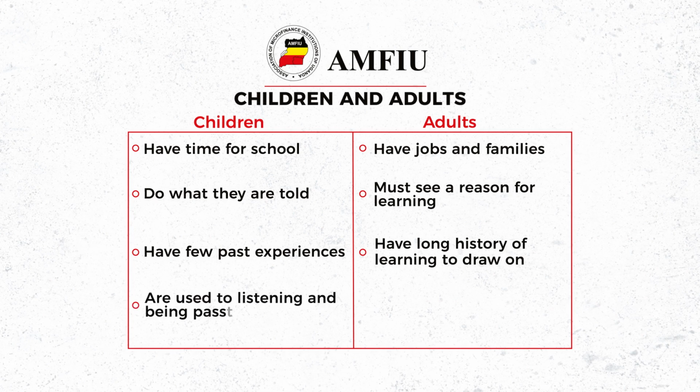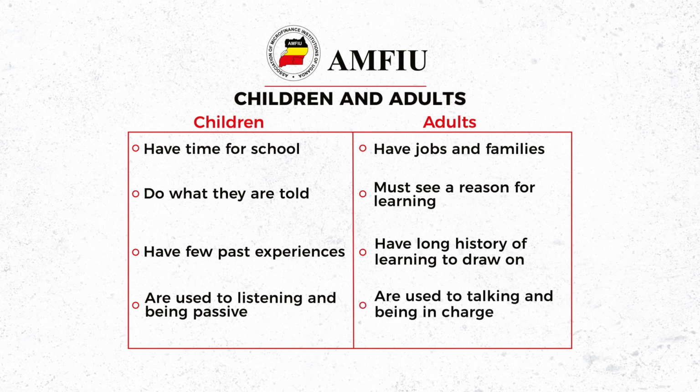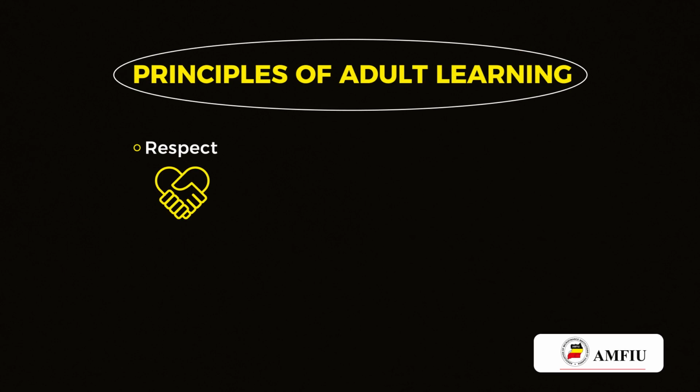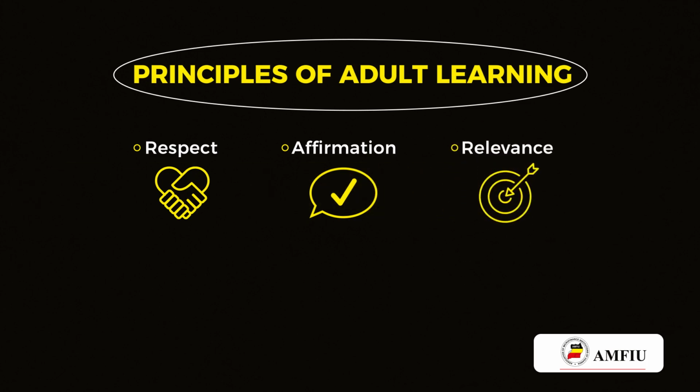The children are also used to listening and being passive, while adults will enjoy where they are given a chance to give their opinion and share their past experience. So in terms of principles, when you're training adults, the issue of respect, they should feel respected and feel like equals. You need to affirm them. They need to receive the praise where it is due, even on small attempts. And when we are teaching adults, they need to be valuing the knowledge, valuing the content. In other words, it should be relevant to what they are doing. It must meet the real life needs of adults.